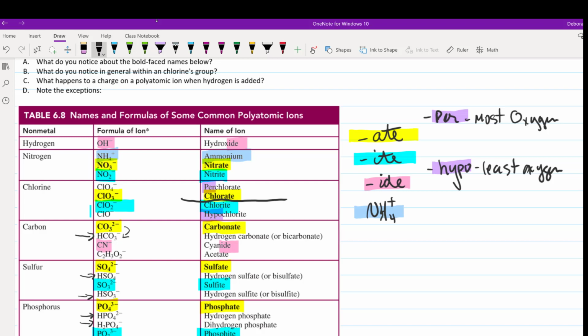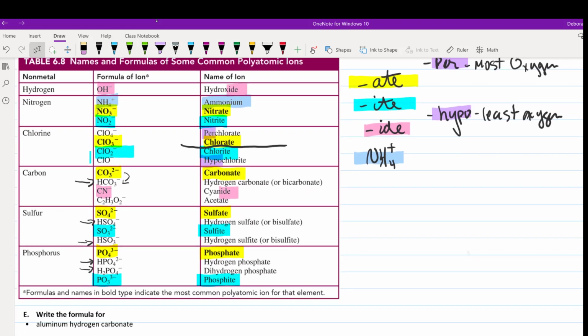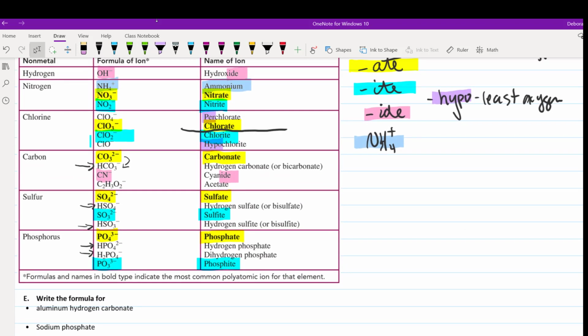The phosphate series is the most interesting, I think, because you can really see that pattern. Phosphate is 3 negative, hydrogen phosphate is 2 negative, dihydrogen phosphate is 1 negative. So every time you add a hydrogen, the charge goes down by 1. Looking for those patterns is really important in helping you to learn the names. Always have that chart handy as you work your problems so you can be successful. Take your time to work these problems.